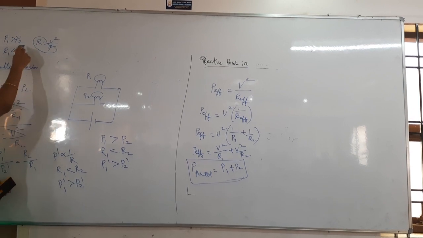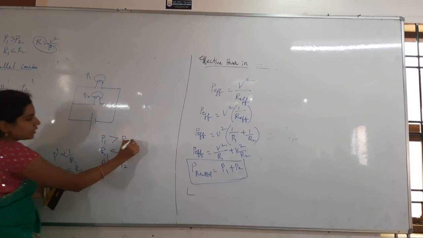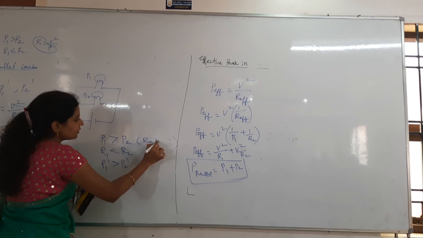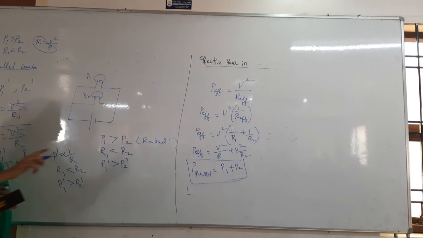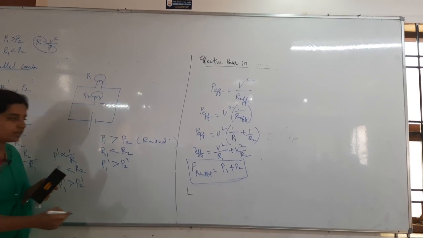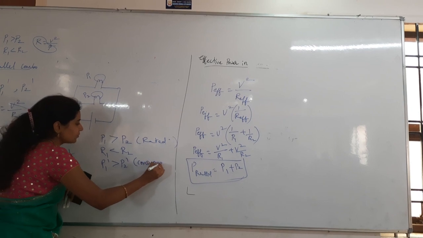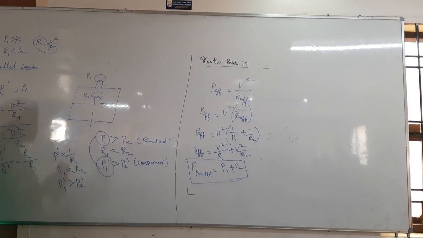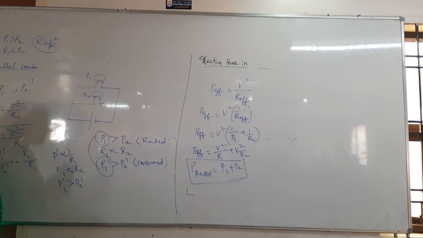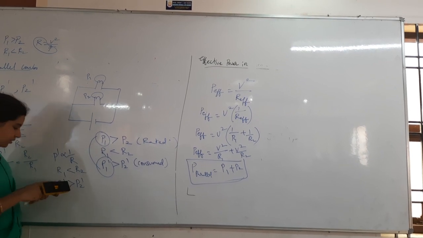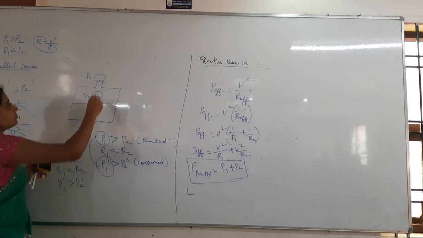Now if I combine the equations, with rated powers P1 greater than P2, then R1 less than R2, hence P1 dash is greater than P2 dash. This is about the consumed power: the bulb with more wattage will have more brightness, more power consumption. The one with less wattage gives less brightness. So here P1 greater than P2, which will glow more? P1 will glow with more brightness as compared to P2.